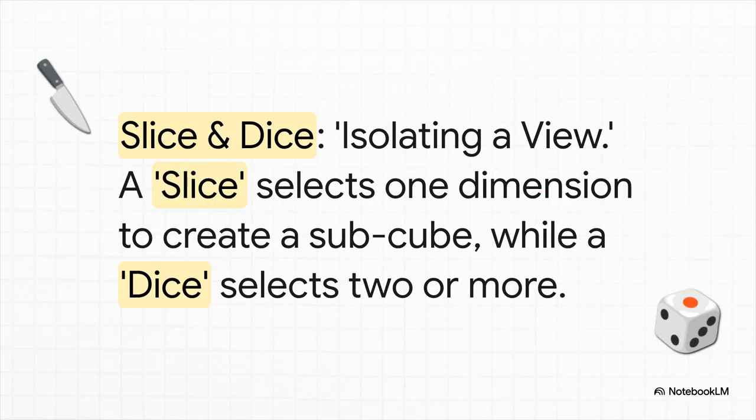All right, now for slice and dice. This one is all about isolating a specific view. A slice is like taking a cross-section of your cube. Imagine you look at your sales data, but only for electronics. You've just taken a slice. Now, dicing is when you get even more specific. You take that electronics slice and you say, okay, now only show me sales in Mumbai and only for Q4. You're zeroing in on a very specific little block of data.